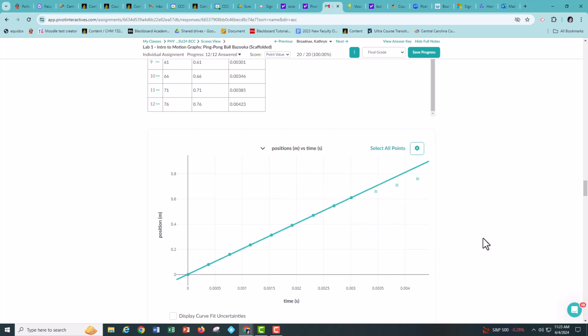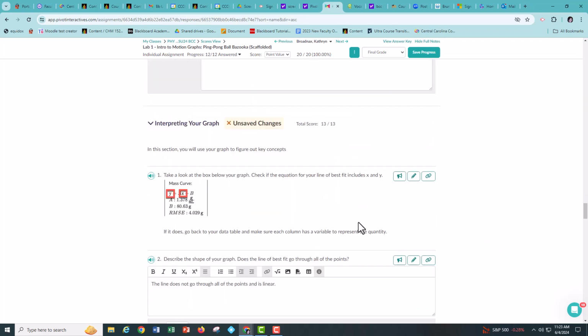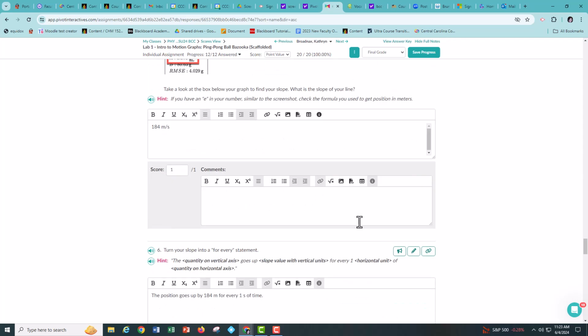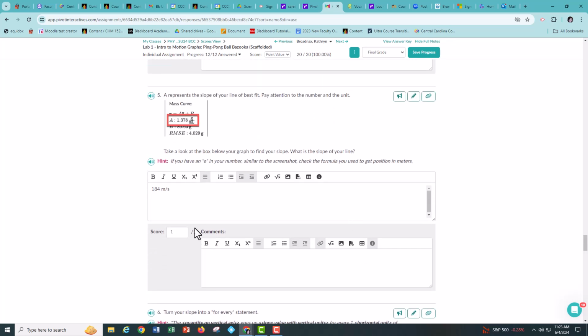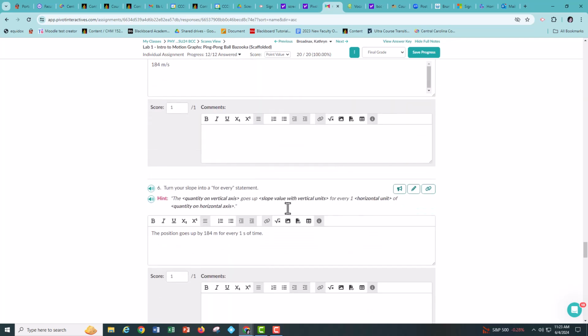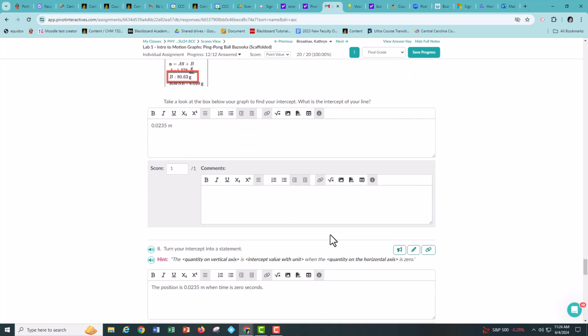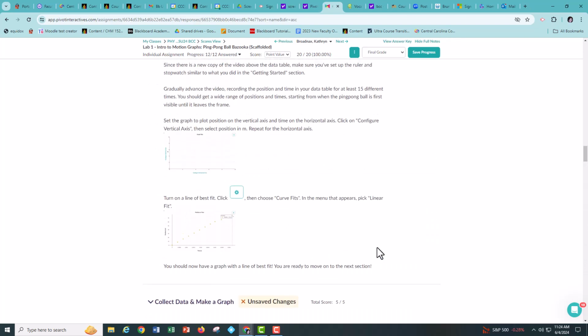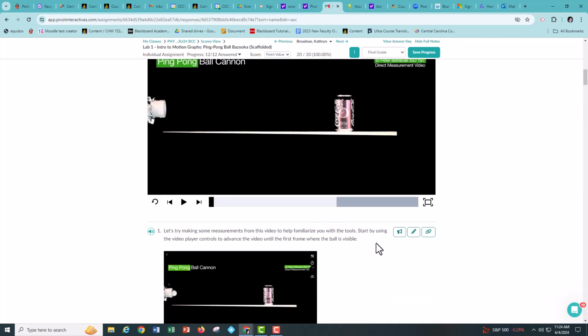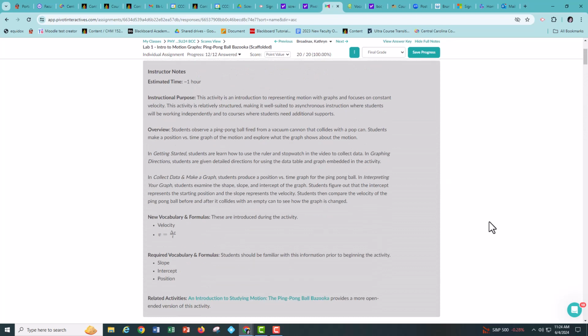So you need to make sure that you are using the data. The other thing is, I want units on your slopes and your y-intercepts. I want units in your equations. The reason we do these linear fits is because we want to know what the slope is, because that is the speed or the velocity on a position-time graph. Slope is speed or velocity. So that's what this graph was all about.